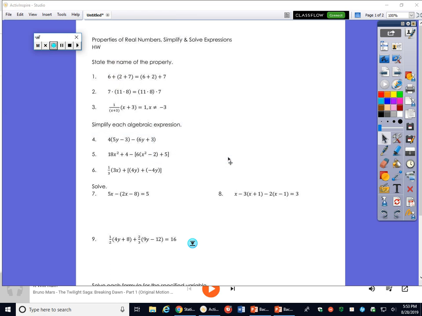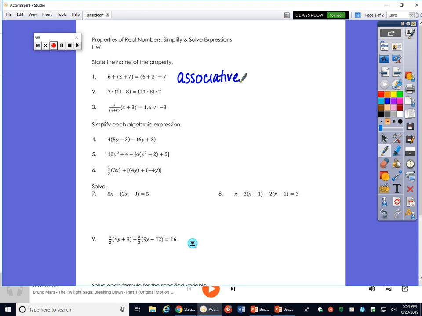Okay, so today we talked about the properties. You should have the list of properties in your notes. So the first property, 6 plus 2 plus 7, and 6 plus 2 plus 7. This is going to be our associative property. Associative.